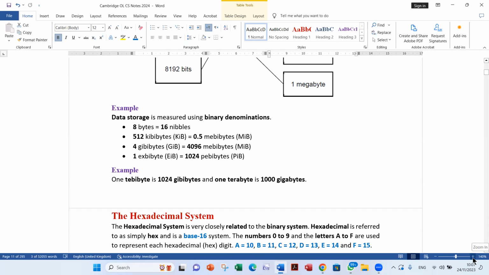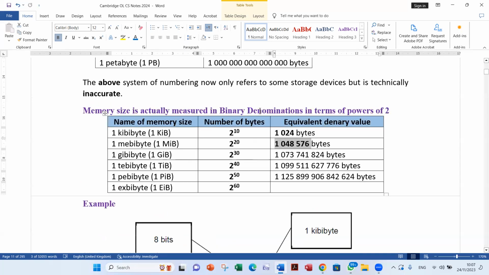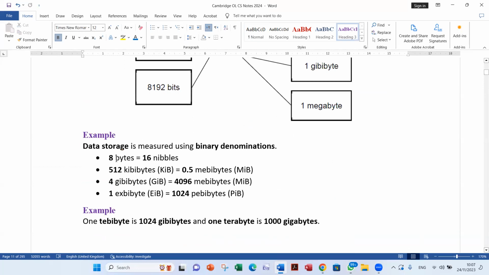Let us just read them. Data storage is measured using binary denomination, which means here powers of 2. Okay? So 8 bytes is 16 nibbles. Why? Because a byte is 2 nibbles. A nibble is 4 bits and a byte is 8 bits. So at exam time, you had to fill those values.